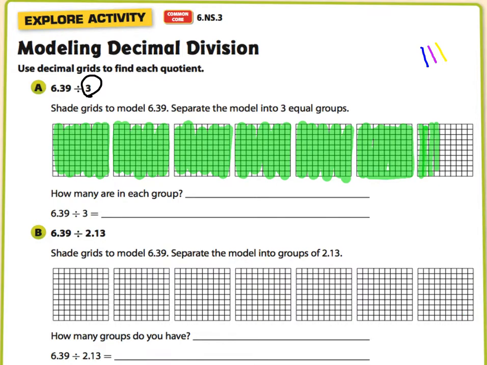Now I need to put them into equal groups. So my first group I'm going to circle in purple. So I have 1, 2, 3, 4, 5, 6. Since I have 6, I'm going to see if I can make even groups with 2 wholes in each group. And then let's look at these 39. If I have these 39 pieces and I divide them into 3 groups, I get 13.